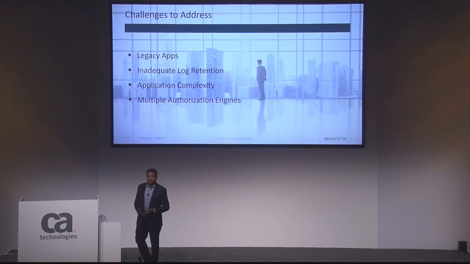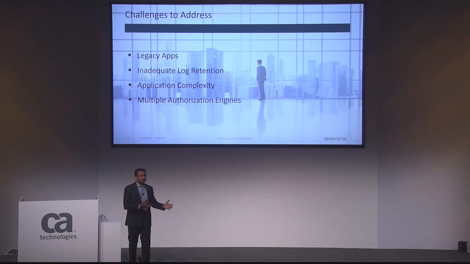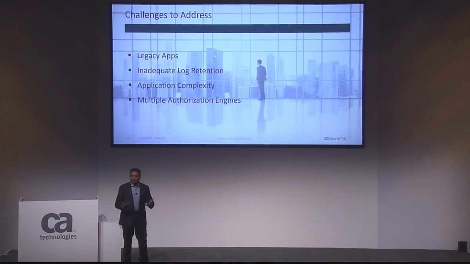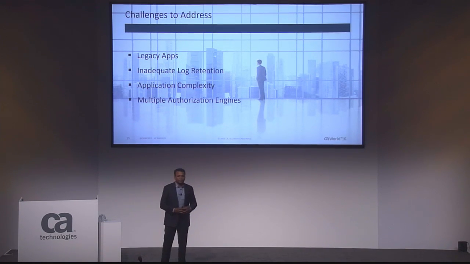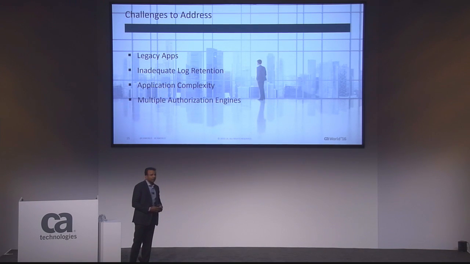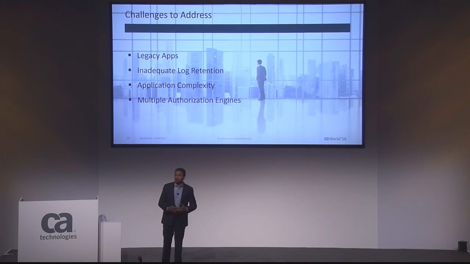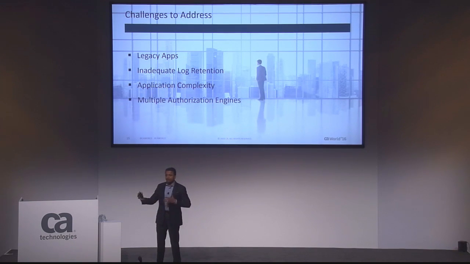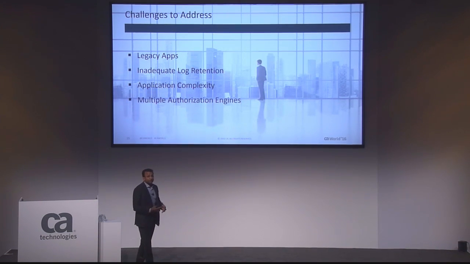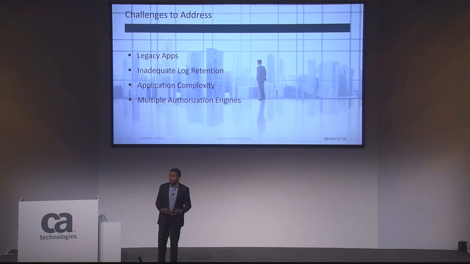Application complexity. If you have applications that are built using legacy approaches and techniques, then the ability to understand movement within the applications is going to be challenging. So that's something you should look at from an overall context perspective in terms of how you build out your insider threat strategy. And then if you have too many authorization engines, if you don't have a good single sign-on solution, being able to correlate all those logs across the enterprise and come up with something reasonable is very difficult. So consolidating authorization engines is a good practice for having a good insider threat strategy.